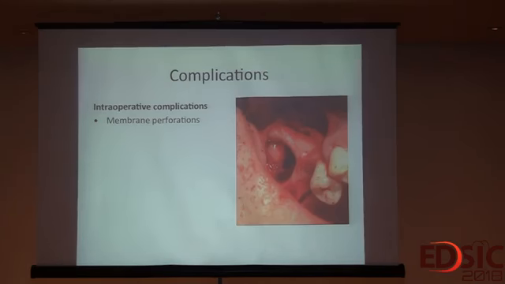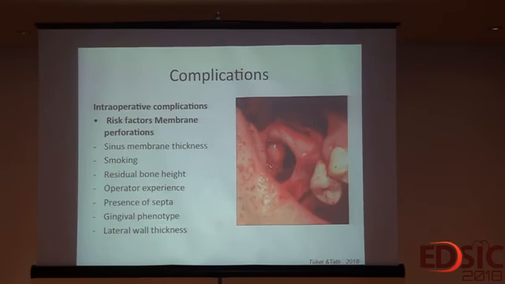Most membrane perforations may not be detected intraoperatively, so we have to be very careful during the dissection and elevation of the Schneiderian membrane. The presence of septa and residual bone height less than 4 mm increases the risk of sinus perforation. So we have to be careful. We have to check the radiography correctly. Especially we have to do CBCT of the sinus before planning. Minor perforations do not reduce implant survival, but large perforations bigger than 10 mm may reduce the implant survival.